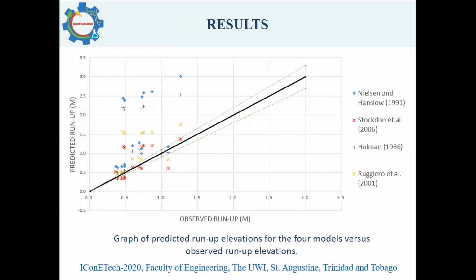So here we have a graph of the predicted wave runoff versus the observed wave runoff, where the black solid line represents where the predicted runoff values are equal to the observed runoff values. So that's our ideal scenario. It would then follow that all data points that lie above that line would represent an over-prediction of wave runoff, and all points that lie under that line would represent an under-prediction of wave runoff.